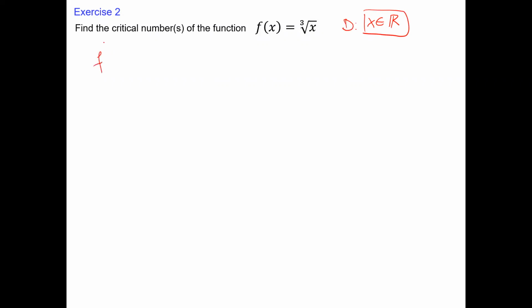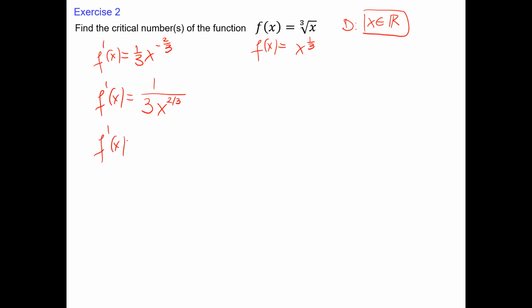Okay, let's start with the derivative. Derivative of the function x to the power of 1/3 is 1/3 x to the power of -2/3. Let's rewrite without the negative exponent. With -2/3, we will move x to the denominator, and we're losing that negative exponent. And let's rewrite this as a cube root of x squared. Then it's a little bit clearer.